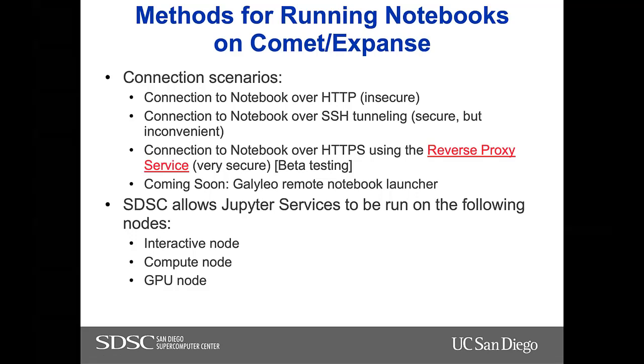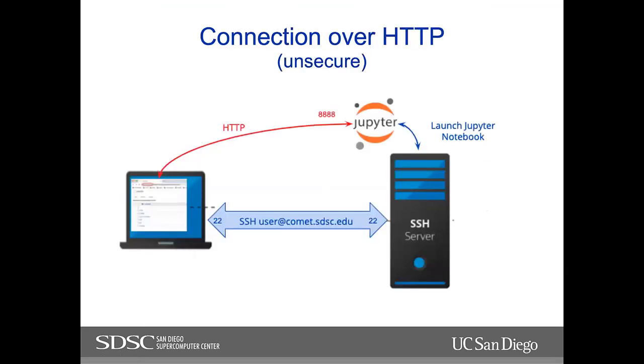So we've been trying to find something a little more optimal, and we came up with this idea of a reverse proxy service. So I'll show you how that works. And then Marty's been developing Galileo, which is a remote notebook launcher that would run off your laptop. Hopefully we can work on that and roll it out next year. So we allow Jupyter services, that's Jupyter Notebook and Jupyter Lab, to run on interactive nodes, on the compute nodes, on GPU nodes. So what's wrong with the default Jupyter Notebook?